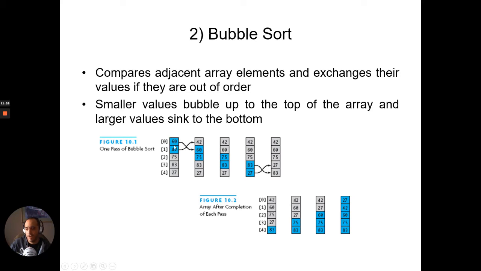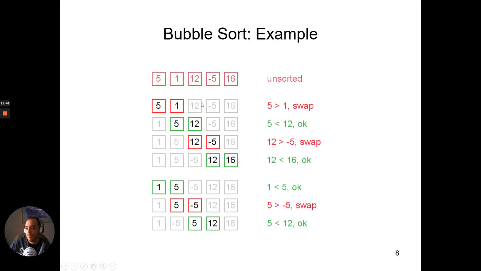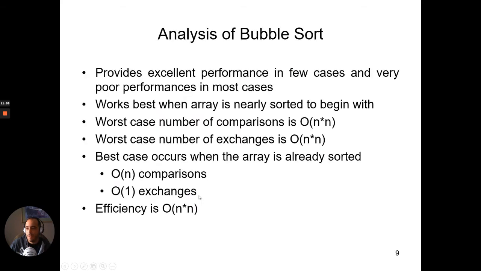And so it will check and it will do a swap if necessary to keep pushing the larger ones towards the end. And so after one pass, the largest item will always be at the end, and the next time you go through it, you can ignore this item there. Here's another example, 5, 1, 12, negative 5, 16, and you can see it's going to swap, nothing to swap, swap, nothing to swap, and then it will go through.